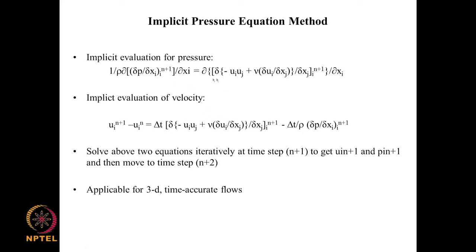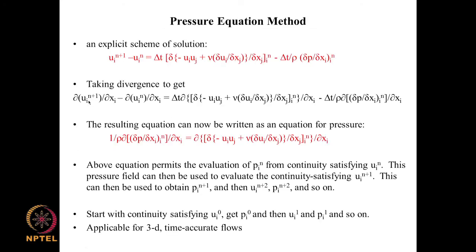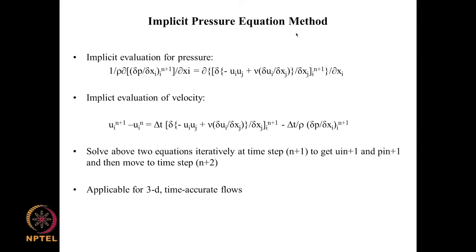We need to iteratively solve these together to get u n plus 1 and p n plus 1, which satisfy the discretized implicit form of the momentum equation and a discretized pressure equation, derived subject to the condition that the velocity field at n plus 1 satisfies the continuity equation. So, in this way we can solve implicitly for pressure.